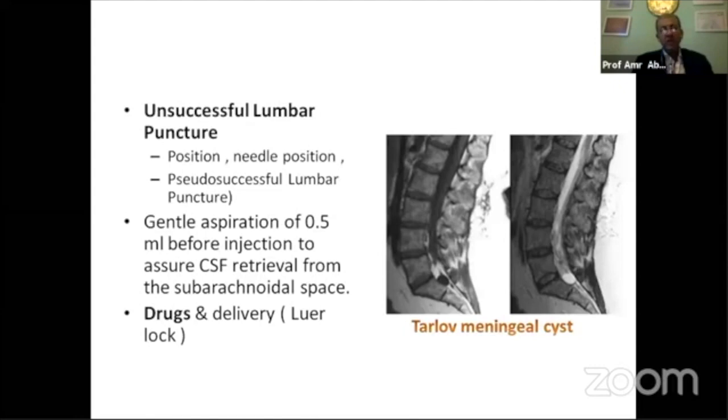If the patient doesn't have a Tarlov cyst, we recommend a gentle aspiration of 0.5 ml before doing the injection to ensure that this is CSF coming back in the needle. Fix the needle properly and then do the injection. It's preferable if the syringe has a Luer lock to make sure that none of the drug is going to be missed outside the needle.